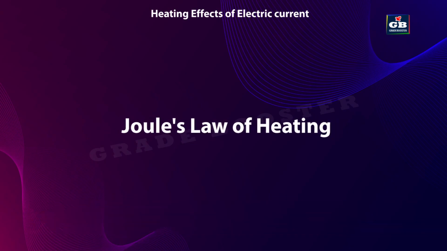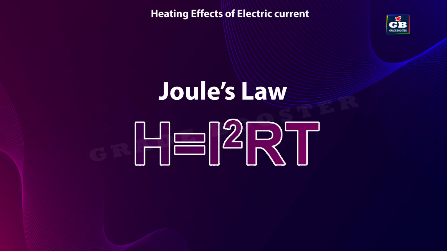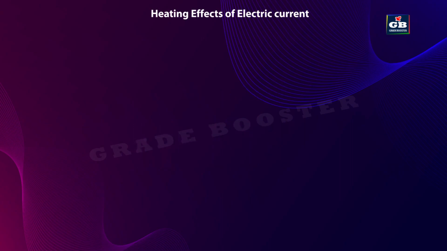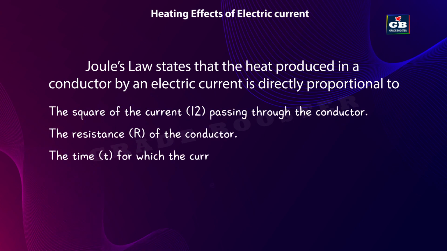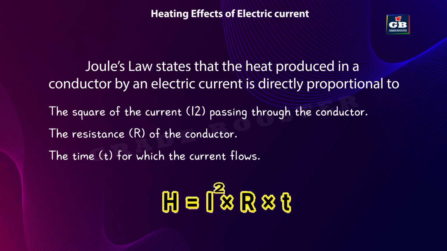Joule's law of heating. Joule's law of heating explains how electrical energy is converted into heat energy when an electric current flows through a conductor. This law is important for understanding the heating effect of electric current. Joule's law states that the heat produced in a conductor by an electric current is directly proportional to the square of the current passing through the conductor, the resistance of the conductor, and the time for which the current flows. That means H equal to I square into R into T.